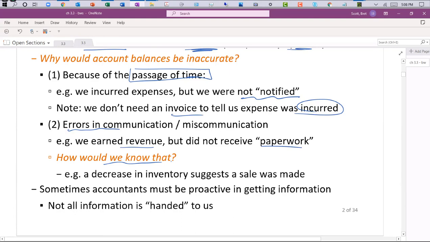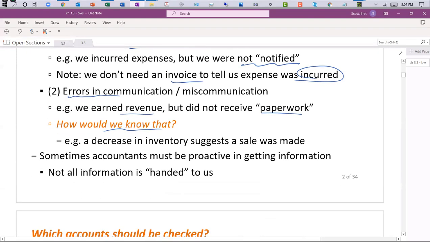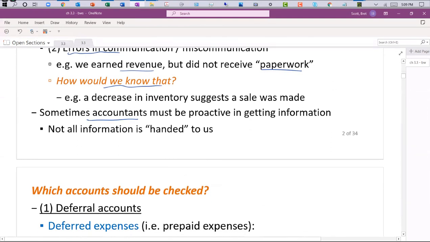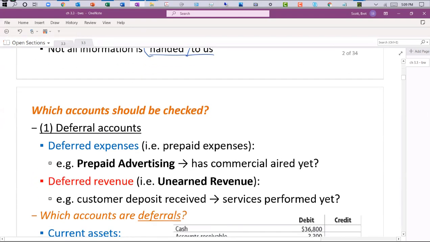How would we know that? There are lots of ways. You don't need to worry about how we would possibly know or how we could figure that out. All you need to realize is I will give you the prompts to tell you, hey, this happened. You may need to record an adjusting journal entry. Just be aware that sometimes accountants must be proactive, and we're not going to get all the information handed to us. We sometimes have to go out there and get it ourselves.